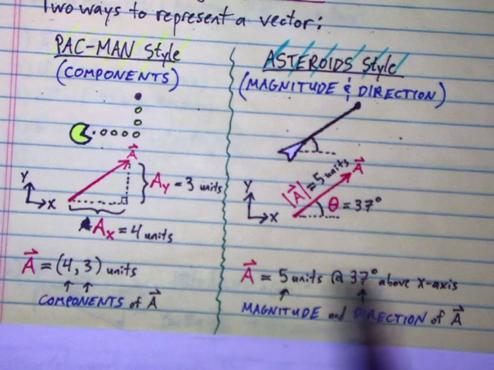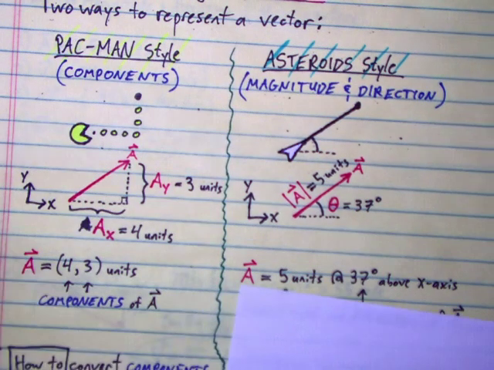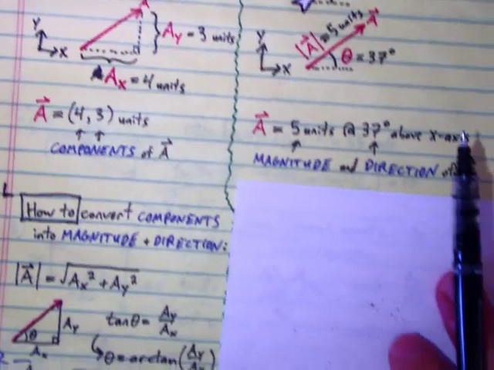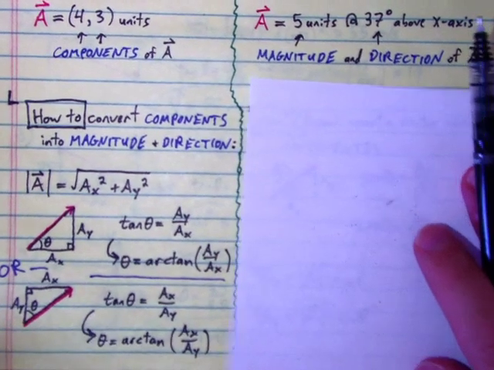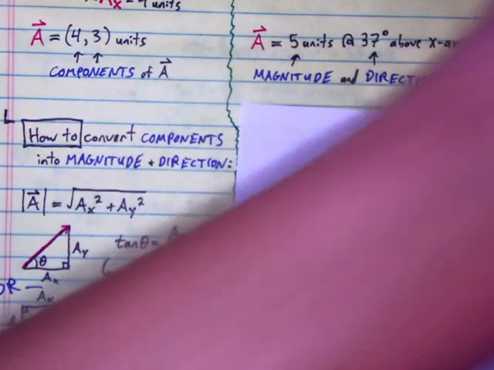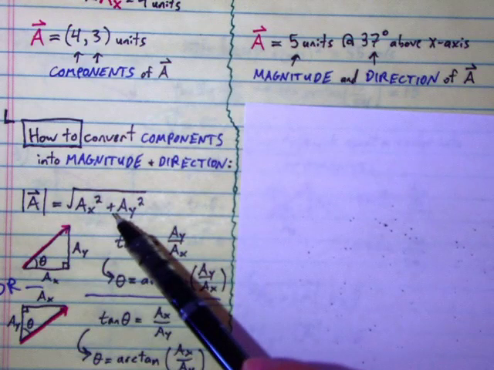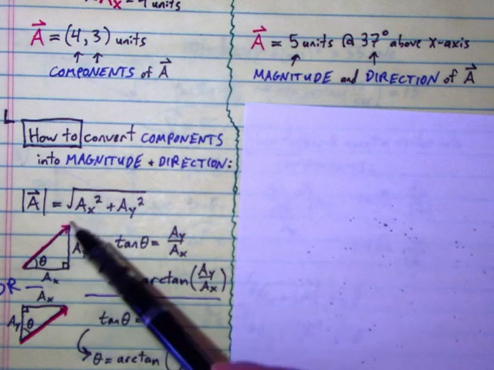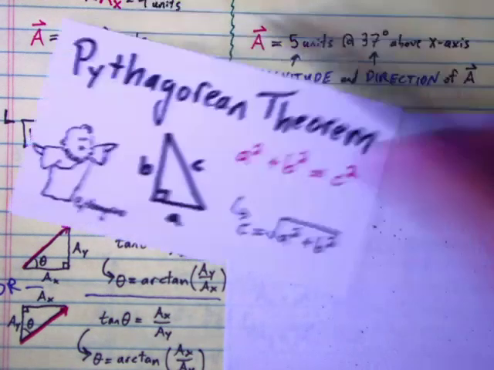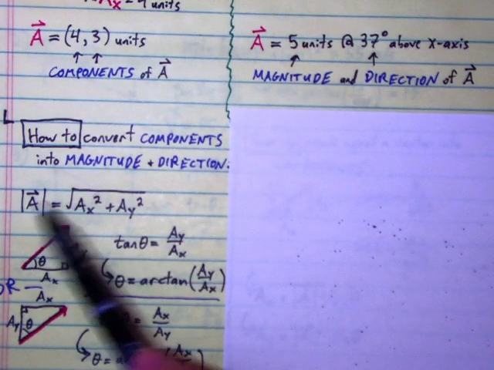Alright, so we got these 2 ways to represent it. Sometimes this is more useful, sometimes we want this, and we want to be able to convert between them. Let's look at that. First, how to convert from components into magnitude and direction. If we know the components of our vector, AX and AY, we can draw this right triangle, and then find the magnitude, which is the length of the hypotenuse, using the good old Pythagorean theorem. So AX squared plus AY squared, square root, that'll give us the magnitude.